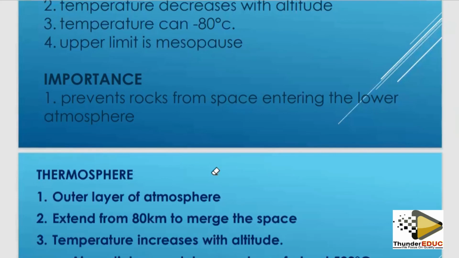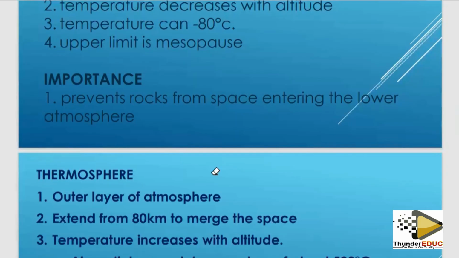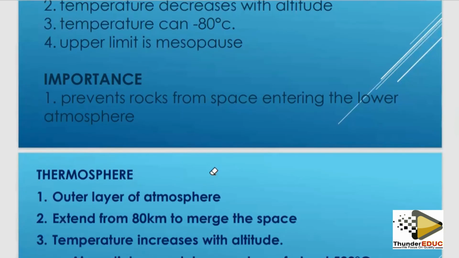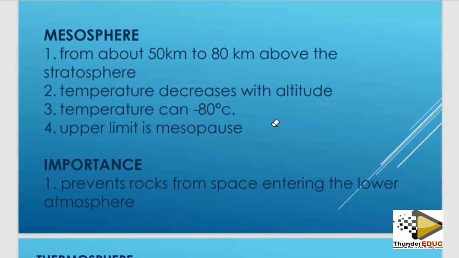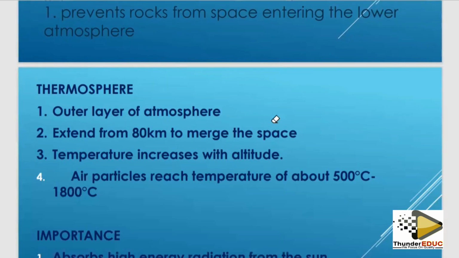Why is it important to have the mesosphere in the Earth structure? It prevents rocks from space entering the lower atmosphere. Right, there are some dangerous phenomena which may develop from space which are likely to affect human activities on the Earth's surface. Like, for example, rocks fragmenting from space. They are filtered by the presence of the mesosphere, such that they do not cause harm within the troposphere and ultimately to life on the Earth's surface.